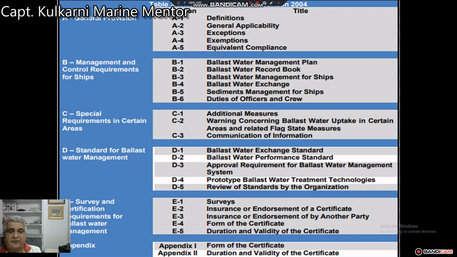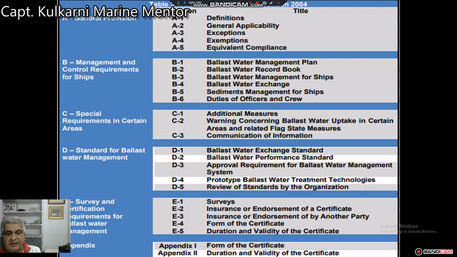Part D is standard for ballast water management. We are in D2 now. Ballast water exchange standard, exchange is gone now, and we have the ballast water performance standard. What standard do we have to maintain? Approval requirement for ballast water management systems, in case we have a system by which all these aquatic organisms are getting killed or eliminated, what should be the procedure? Prototype ballast water treatment technologies, what are the technologies which are being approved by IMO? Review of standards by the organization, what is the review and what are the standards by the organization?